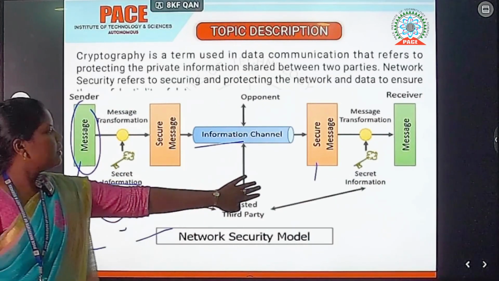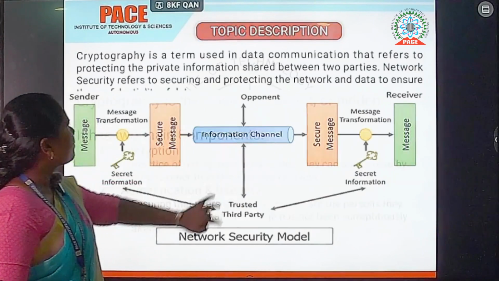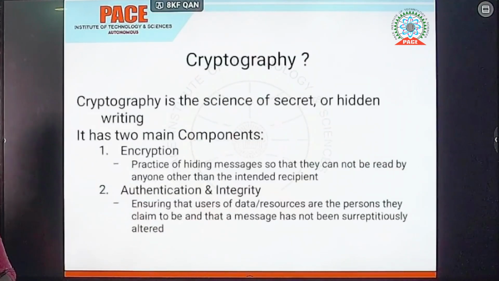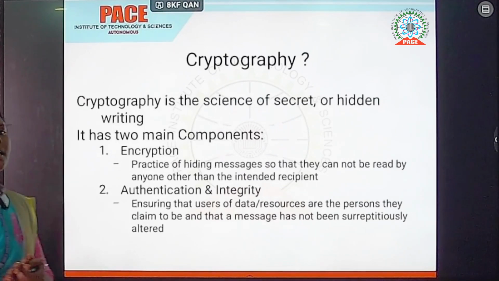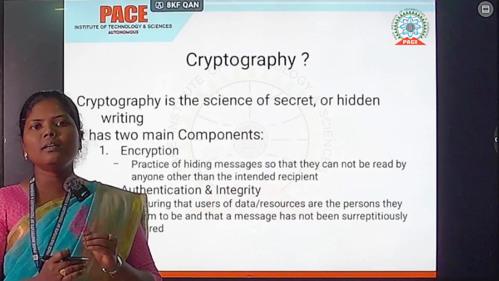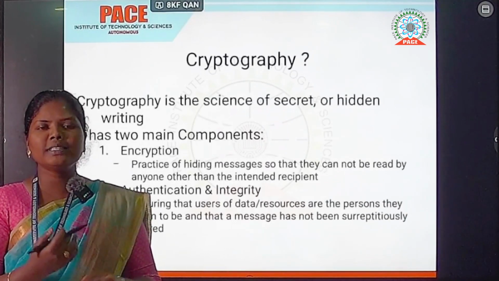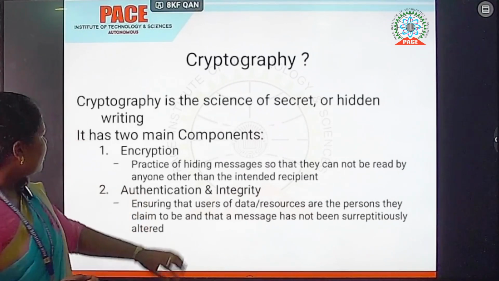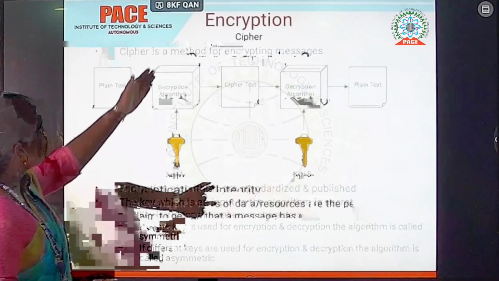And again, first of all, let's see what is cryptography. Cryptography is the science of secret or hidden writing. It has main components: encryption, authentication, and integrity. Encryption is nothing but converting the plain text into the ciphertext, or converting the original message into the ciphertext.